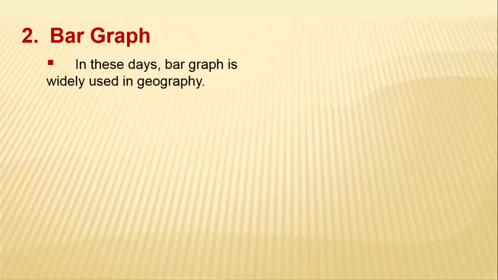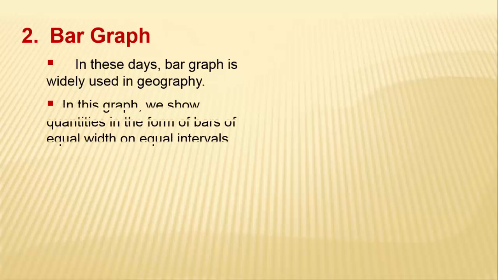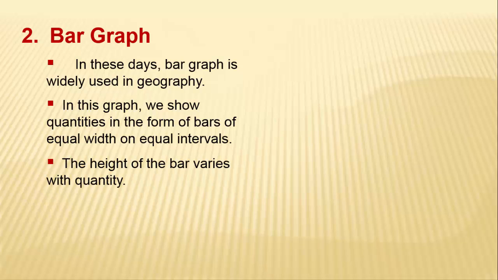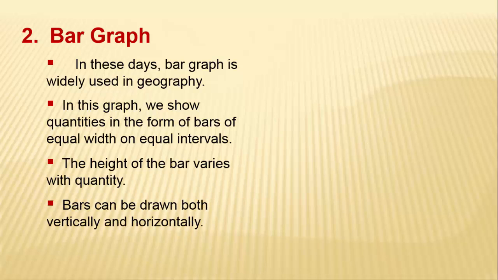The second type of graph is the bar graph that we are going to discuss today. These days, bar graph is widely used in the study of geography. In this graph, we show quantities in the form of bars of equal width on equal intervals. The height of the bar varies with the quantity. Bars can be drawn both vertically and horizontally.